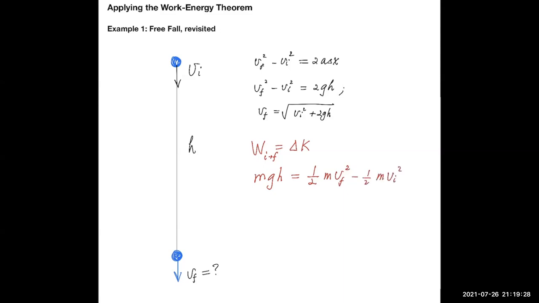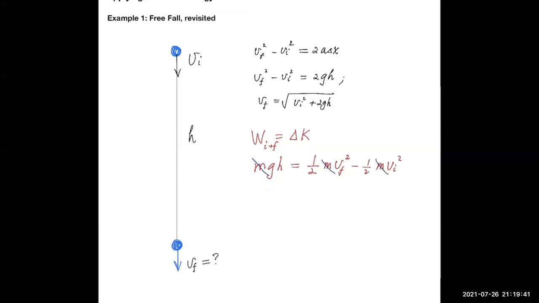Okay, what are we looking for? Looking for v final. You see, the mass is crossed out, so it turns out the mass doesn't matter. As expected, for anything powered by gravity, the mass does not affect motion, because when you double the mass, you also double the force of gravity. Therefore, the acceleration, velocity, displacement, they all stay the same.